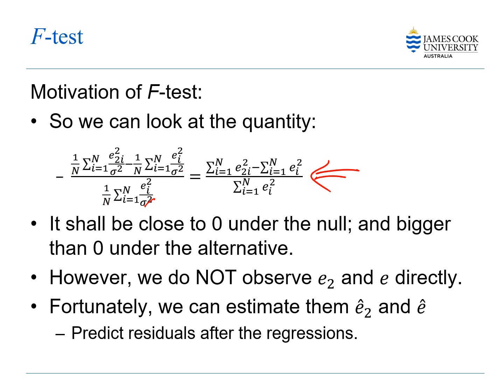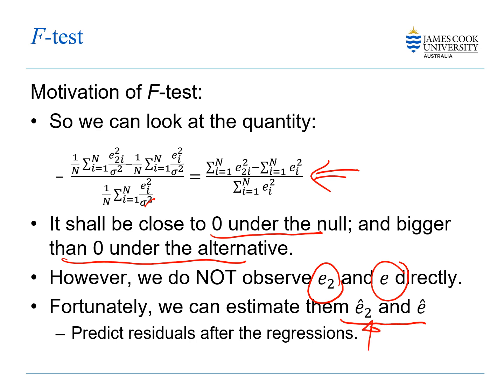However, suppose we have this quantity. This quantity should be close to 0 under the null and bigger than 0 if the alternative is true. So if the value of this quantity is far away from 0, then we find evidence to reject the null. Unfortunately, we do not observe the error terms directly. On the other hand, fortunately, we can estimate them. So we have the estimated version. How do we estimate this?